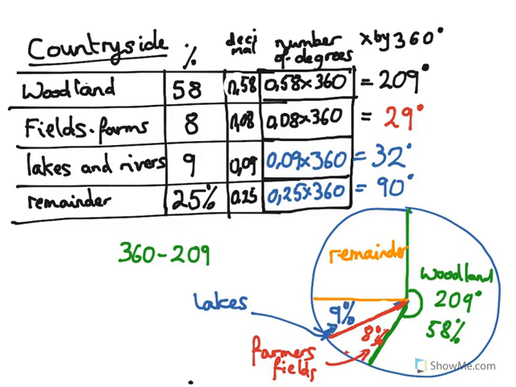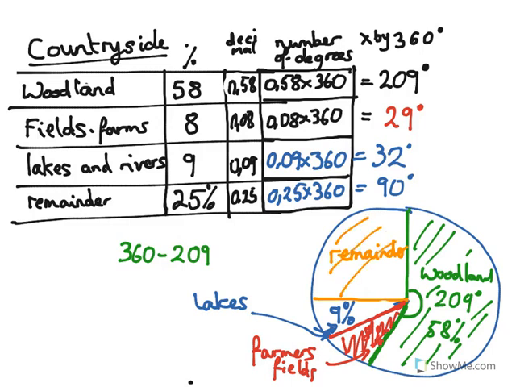So, and that's how you do a pie chart. Use your data of relative frequency and turn it into a pie chart. Just multiply your percentage or your decimal by 360 to find out how much of the whole circle you have to actually fill in with your different colours. And then quite often you'd colour them in as well. So the farmer's fields would be in red and the woodland would be in green and the remainder in yellow and the water in blue.